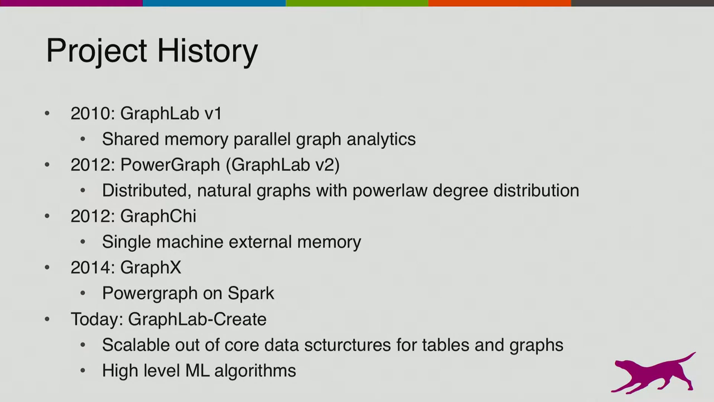And today at Dato, our product is called GraphLab Create, which does way more beyond graphs. That's also part of the reason why we changed the name from GraphLab to Dato. We deal with scalable tables and graphs, images and text data. We provide high-level machine learning algorithms. We also provide production tools for deploying machine learning in production. Okay, this is about the history.